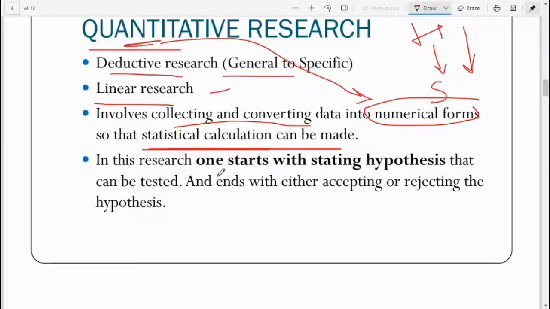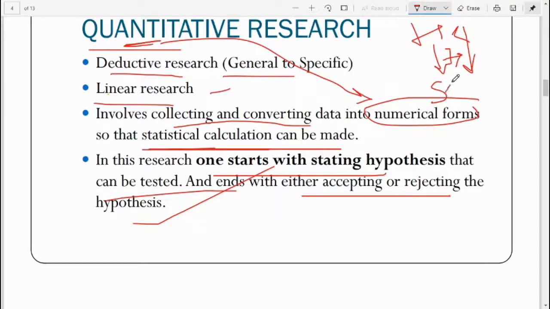In this research, one starts with a starting hypothesis that can be tested, and ends with either accepting or rejecting whatever hypothesis you have formulated. Based on your collected data and analysis of data, you are going to either accept that hypothesis or reject that hypothesis. So it's basically testing of hypothesis that comes under quantitative research. So please go and watch the video on deductive research so that you can make more sense about quantitative research.